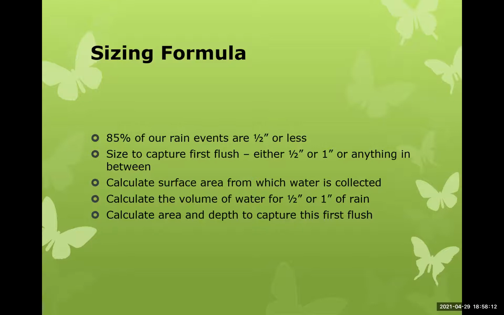At least here in Southeast Michigan, pre-climate change era, 85% of our rain events are a half inch or less. You're probably very similar. And so what we're trying to do is capture that first flush of rain. Depending upon the standards in your community, that would be either the first half inch of rain or the first inch of rain. Basically, just understand the concept. We're calculating how much water comes off an impervious surface for a half inch of rain or an inch of rain, and we're digging a hole that's big enough to hold that much water.